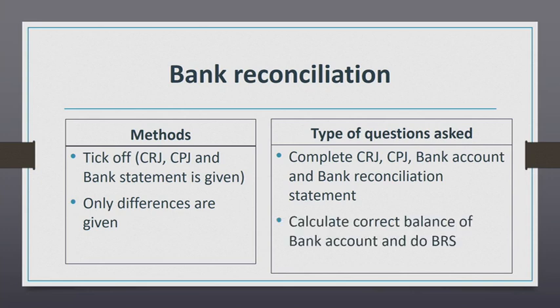From there, it can also be that they ask you only to calculate the correct balance of the bank account, and then you have to do the bank reconciliation statement. In other words, instead of doing the complete CRJ, CPJ, bank account, it all goes into just calculating the correct balance in the bank account. And then the third method will be the table method, and we are going to look at one of those activities where we only use the table method.